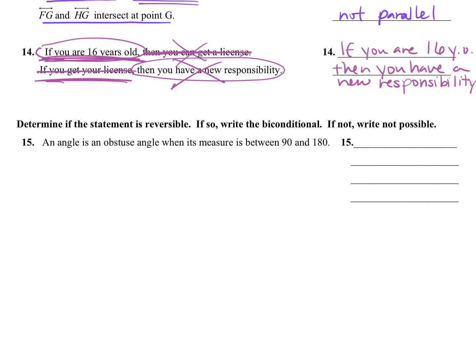All right, last one. An angle is an obtuse angle when its measure is between 90 and 180. Is that reversible? If an angle is between 90 and 180, then it's obtuse. Is that true?